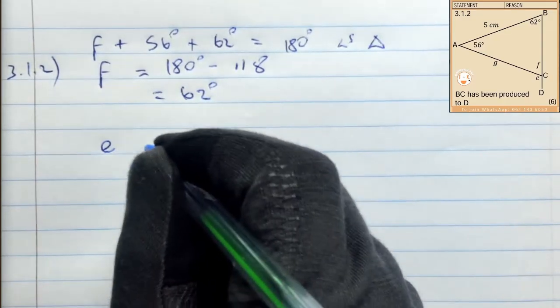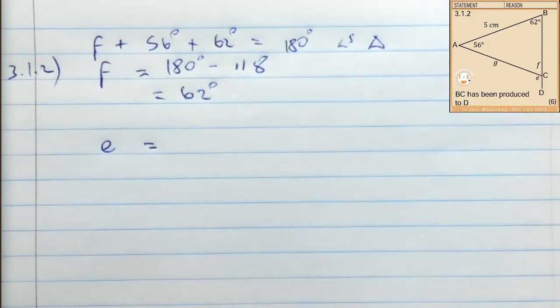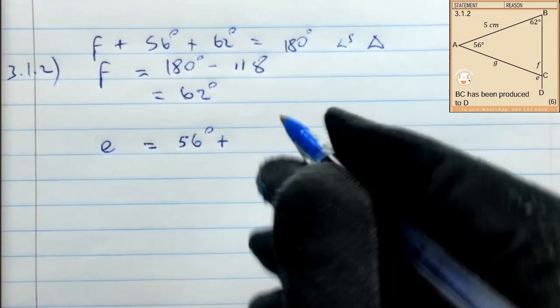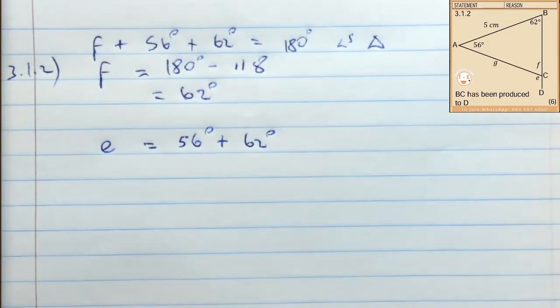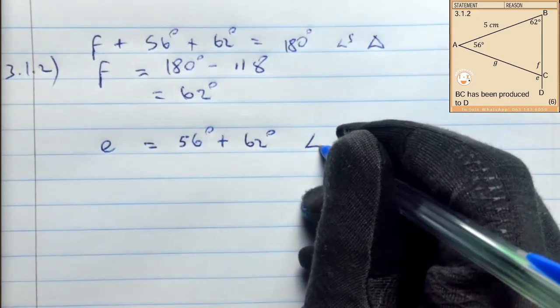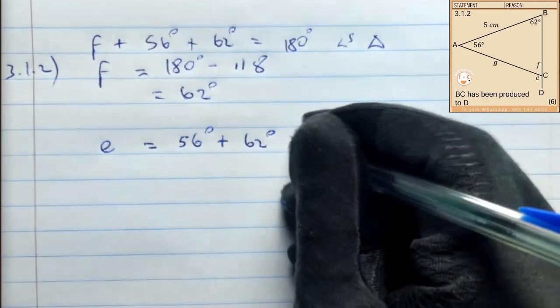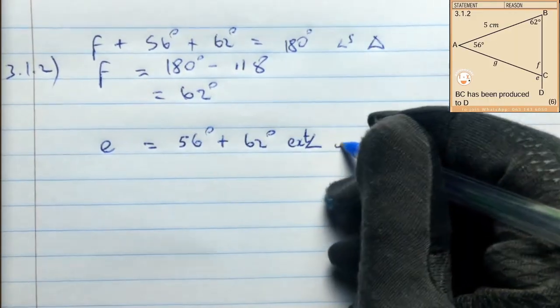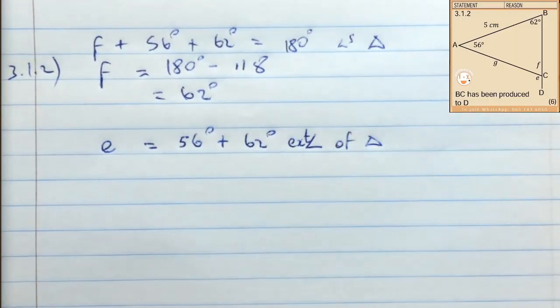But you also could have started with E. Okay. E, if you don't have F, you can say what? You can say E is equals to 56 plus 62. Why is that? Because it's an angle that is external angle of a triangle. Okay. So E is outside. E will be equal to the two interior opposite angles.